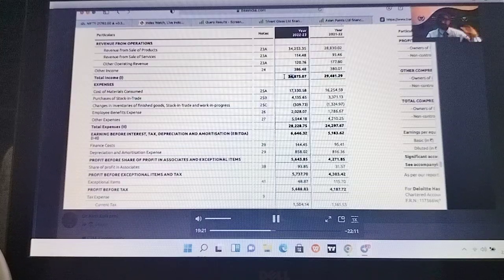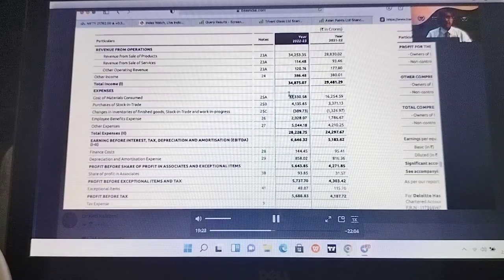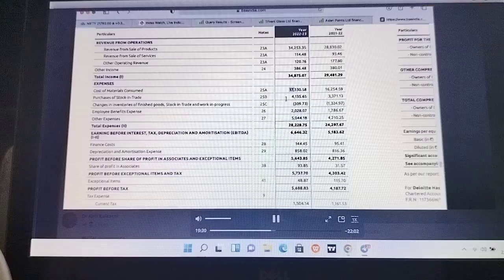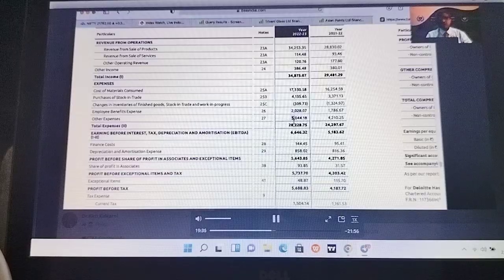Now understand the sequential profit cost. Step number one, the customer gave the money. 17 went to the vendors who supplied goods. Then employee cost is 2 here. And other expenses, other marketing expenses, branding expenses. So total expenses were 28. These are the revenue expenses which are consumed within 1 year and incurred to run the business.